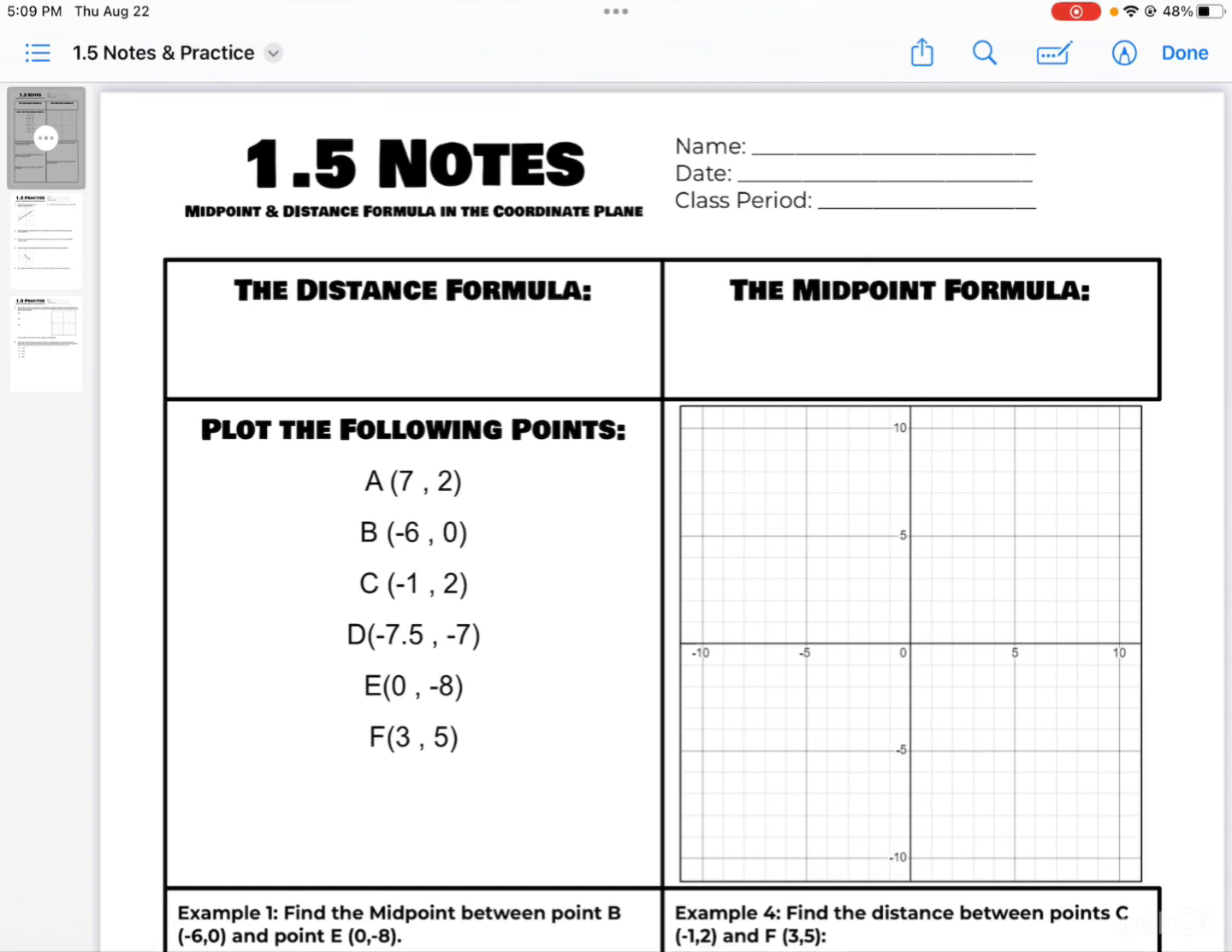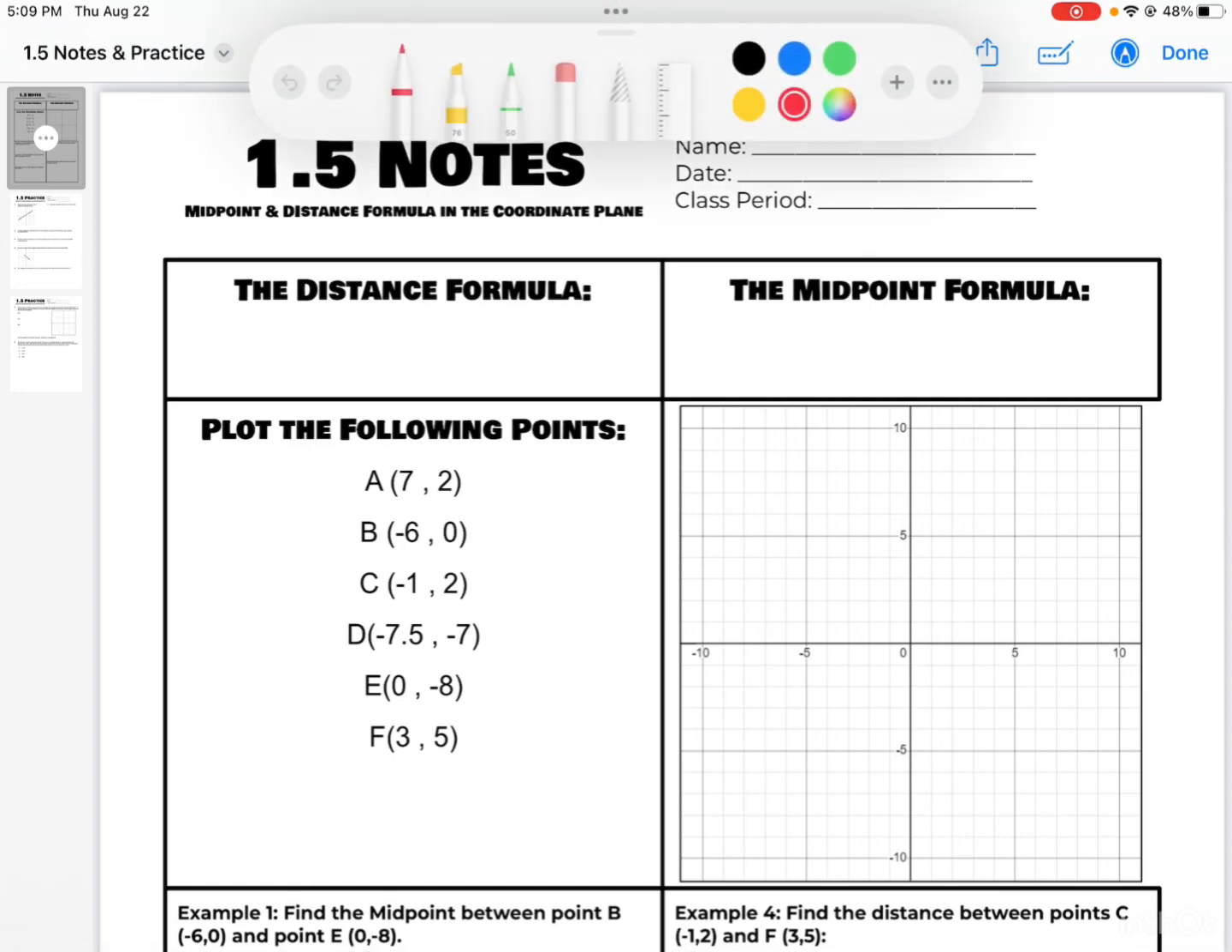So to start off with, you will need both of the formulas. The first is the distance formula. For the distance formula, we have the distance equals the square root of x2 minus x1 squared plus y2 minus y1 squared. For this, we're actually going to get a single numerical answer, and that number will be the distance between the 2 points.